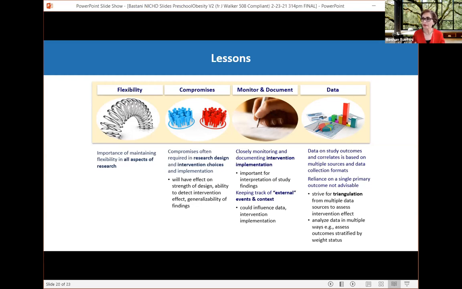It is important to have multiple outcomes and try for triangulation if you can. And also, at the bottom on the right there, try to analyze data in multiple ways in addition to your primary analyses. For example, we are going to stratify our analyses by weight status to see if we had more influence on the children that started off heavier versus lighter, or vice versa.